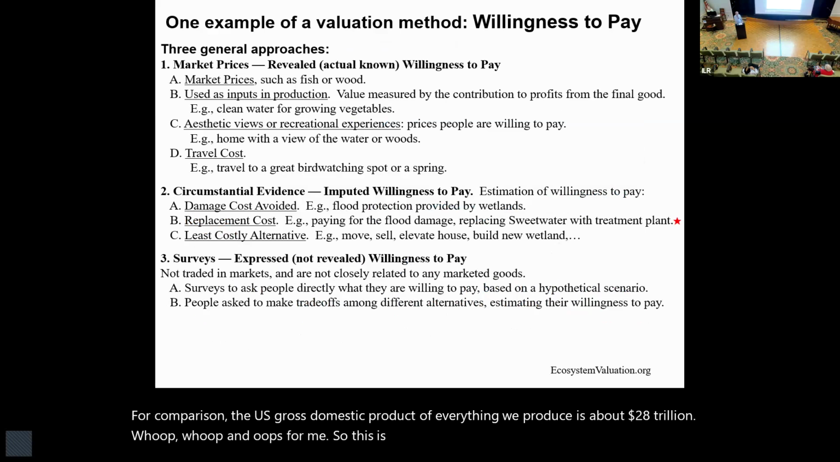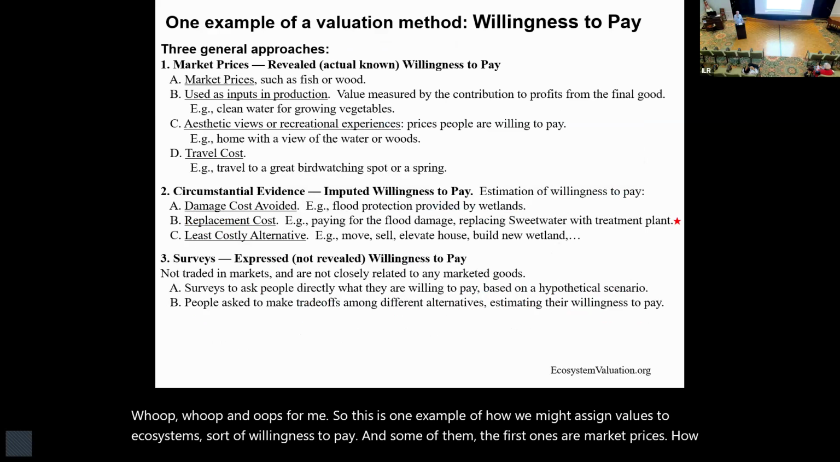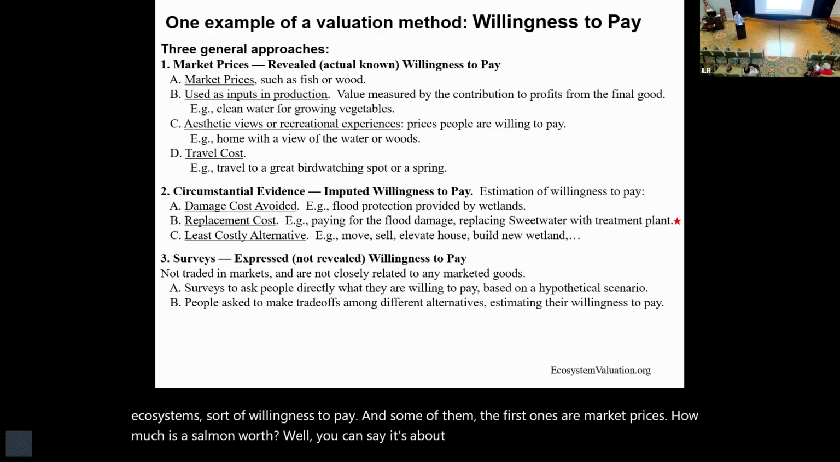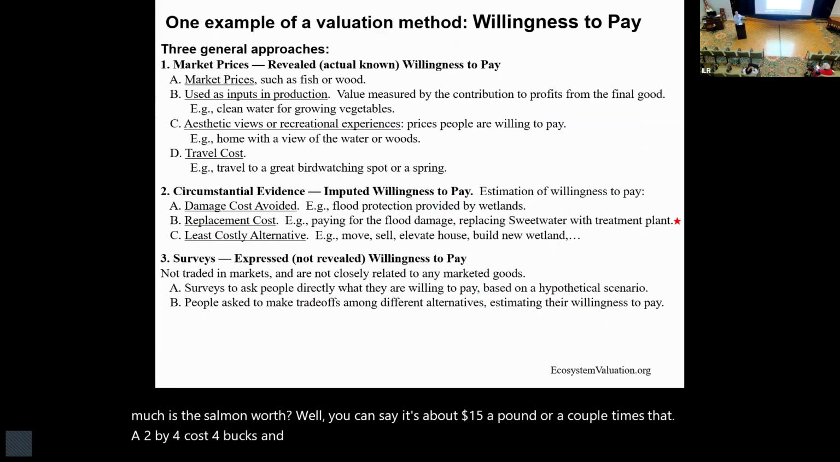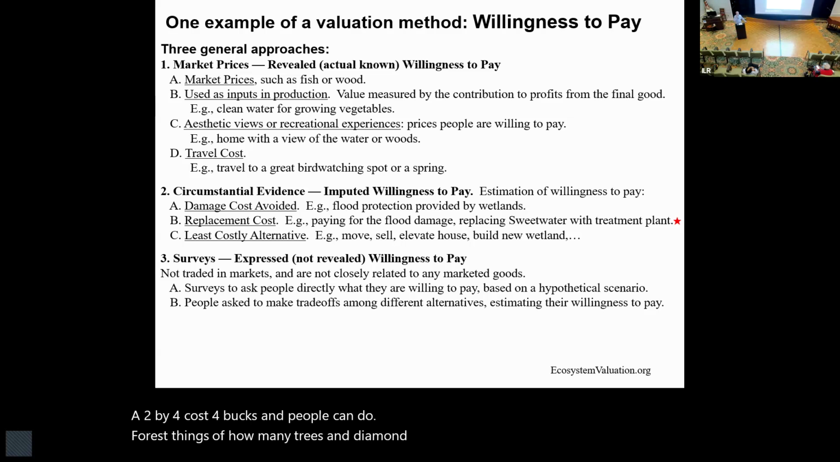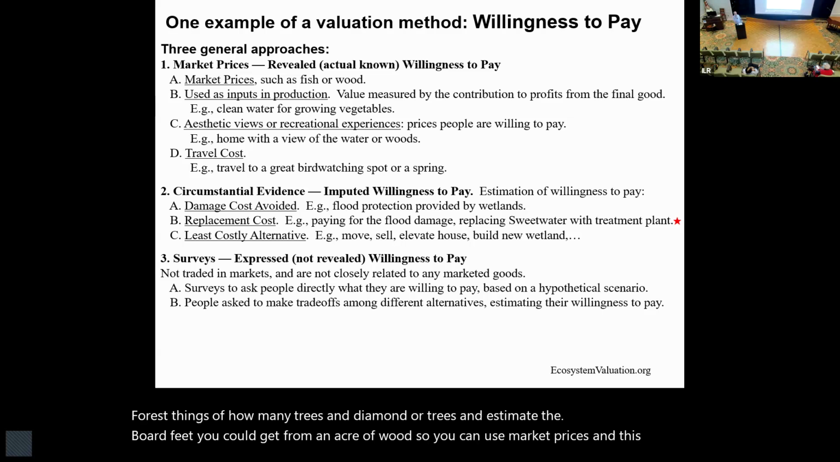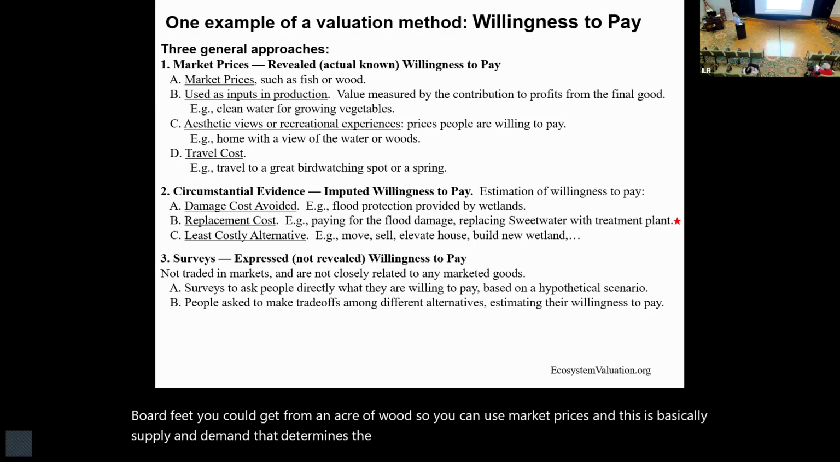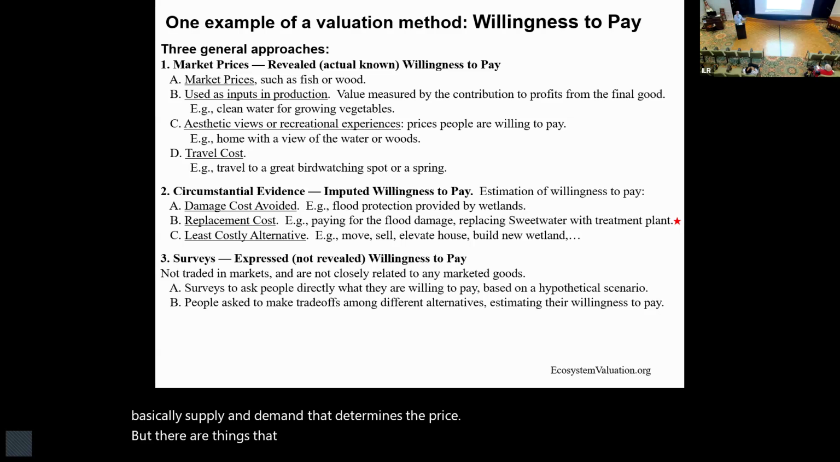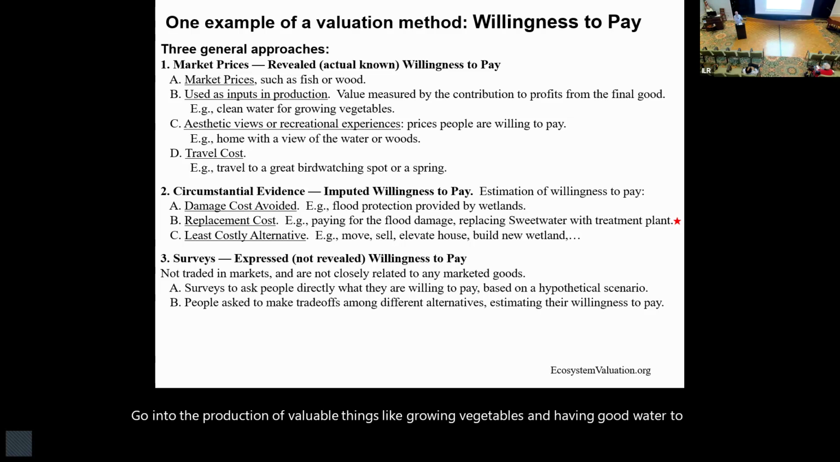So this is one example of how we might assign values to ecosystems, sort of willingness to pay. And the first ones are market prices. How much is a salmon worth? Well, you can say it's about $15 a pound, or a couple times that. A 2x4 costs $4, and people can do forest things of how many trees and diameter trees and estimate the board feet you could get from an acre of wood. So you can use market prices. And this is basically supply and demand that determines the price. But there are things that go into the production of valuable things, like growing vegetables and having good water to irrigate. Well, you don't buy the water, you buy the vegetables, but the water is a big contributor to the value.